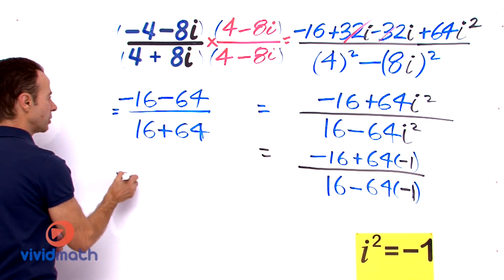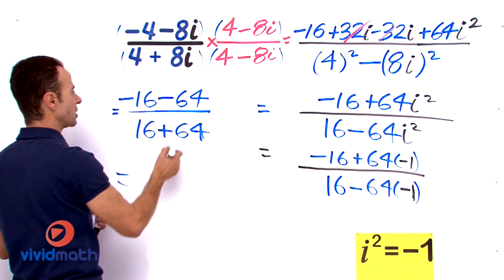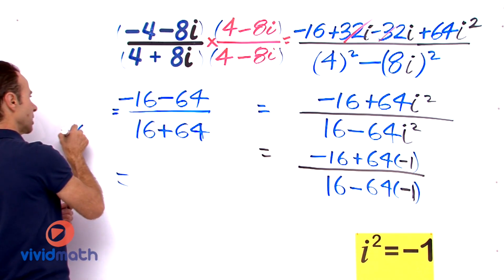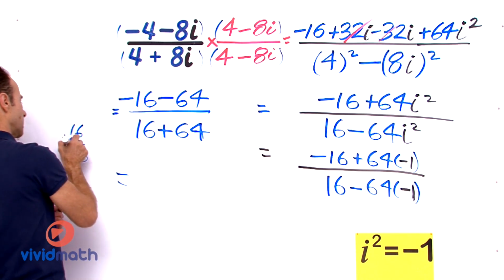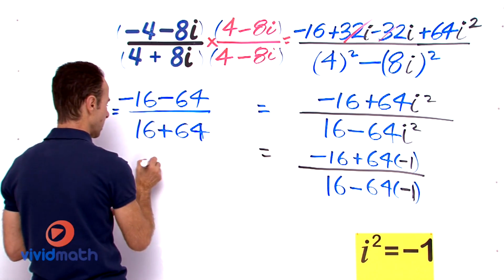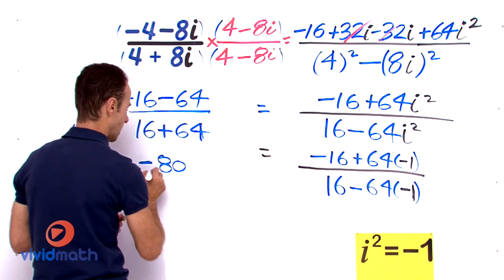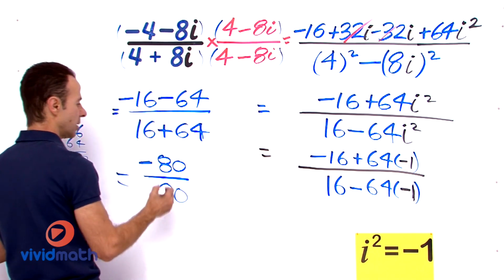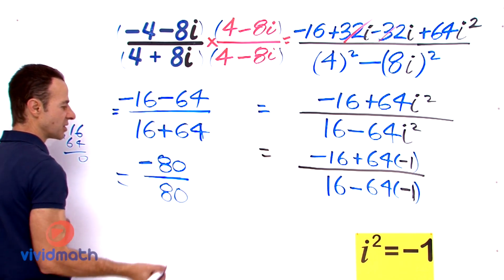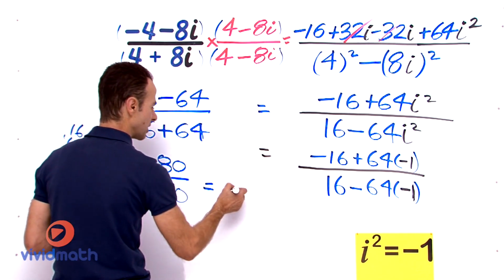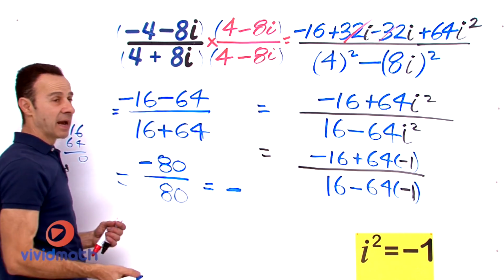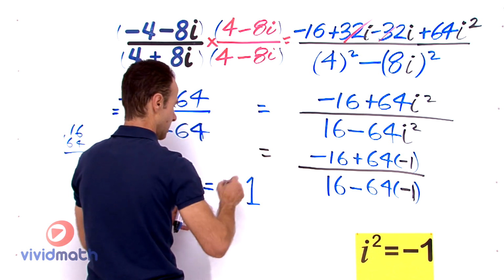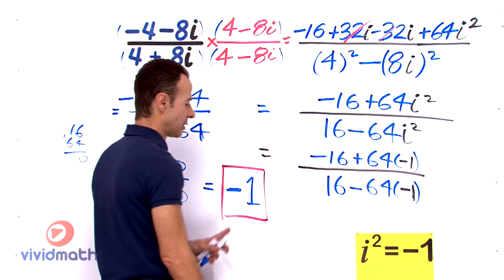So going forward, what's this going to be? Minus 16 minus 64, that's going to give us minus what? 16 and 64, 80. That's minus 80 on the top. And down below, 16 plus 64 is positive 80. Negative divided by a positive is a negative, so that equals negative 80 divided by 80, that's just 1. So the answer is negative 1.